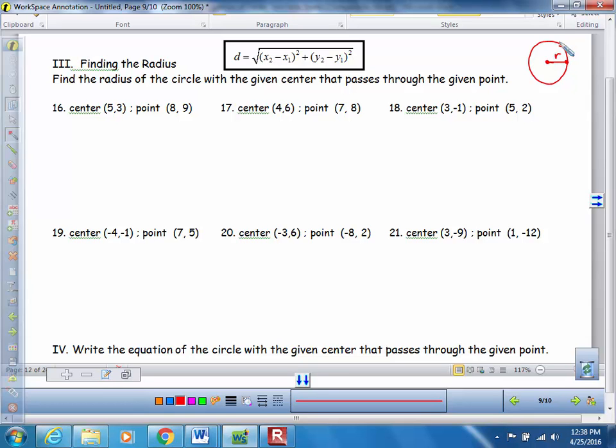I just wanted to make sure you made the connection of why we do the distance, because we're trying to find that actual length from the center to the side. So let's try number 16. What I suggest is that you label your points x1, y1, x2, and y2. And then we're going to plug it into this distance formula.